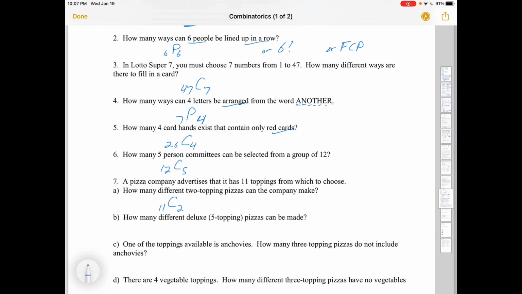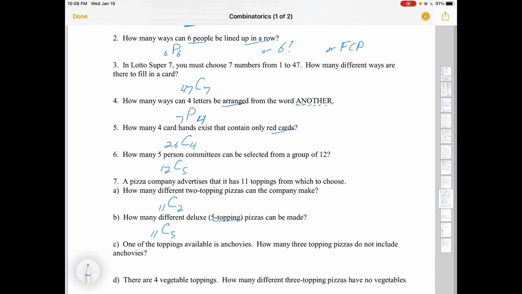How many different 5-topping pizzas can be made? Well, again, I think order does not matter here. If you get a pizza where they put the bacon on before the pepperoni and you send it back and say, I can tell, I don't think they're going to take that very seriously.